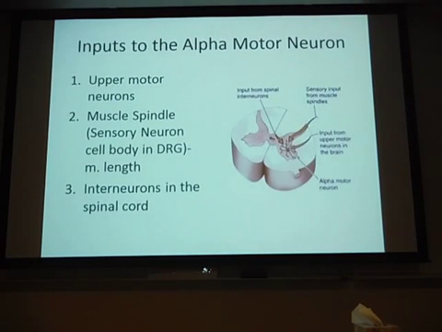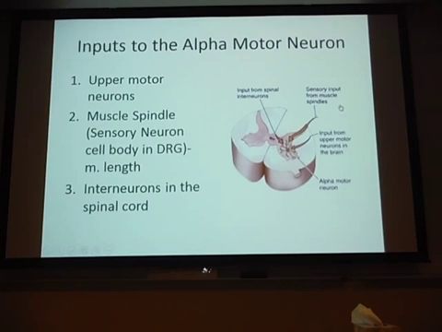Okay, so all of that was to say what alpha motor neurons are going out and doing at the muscle. We'll stop briefly to talk about who is talking to that alpha motor neuron. There are three sources of input to the alpha motor neuron. One is input from the brain: upper motor neurons can come down and synapse on those alpha motor neurons in the ventral horn of the spinal cord. So that is one source of input, upper motor neurons.